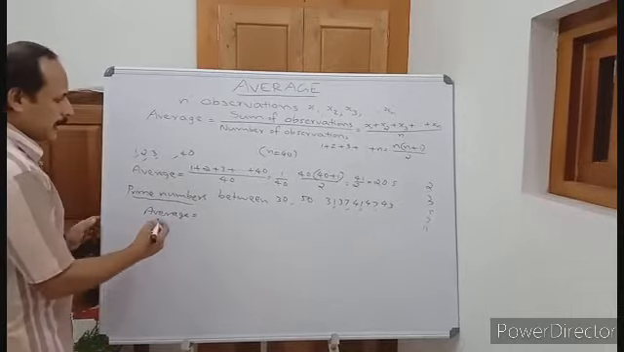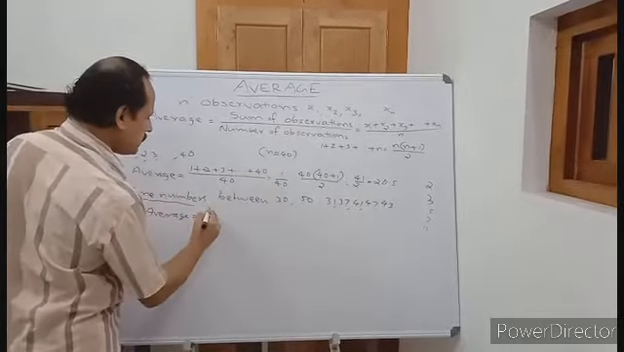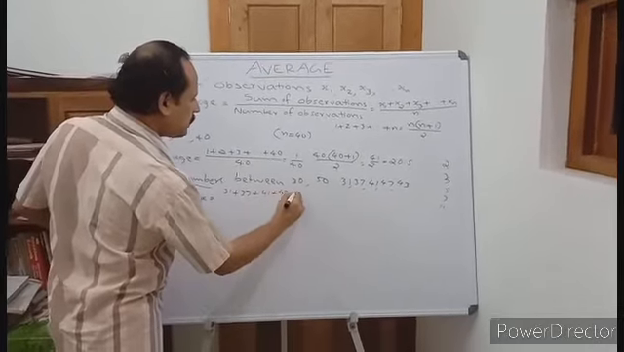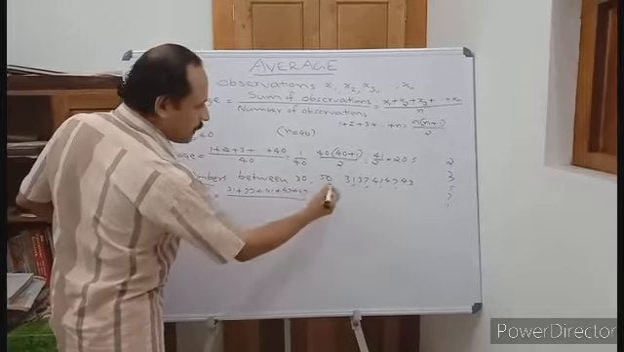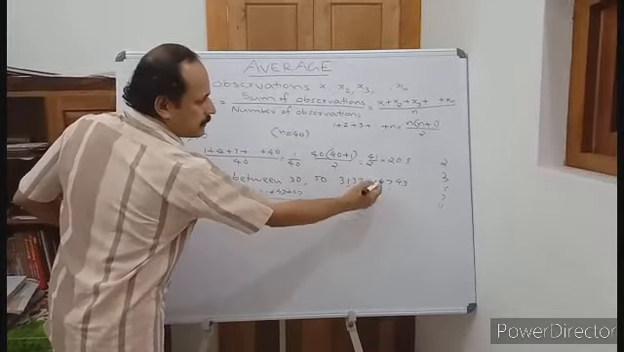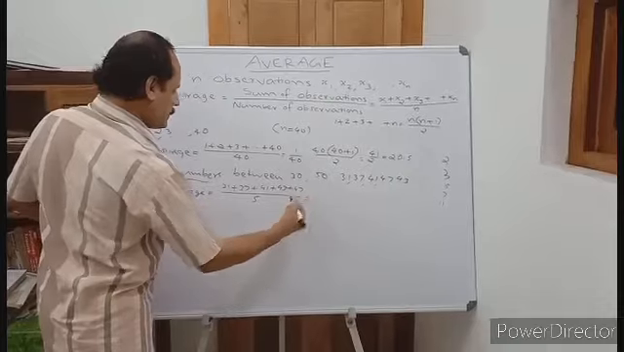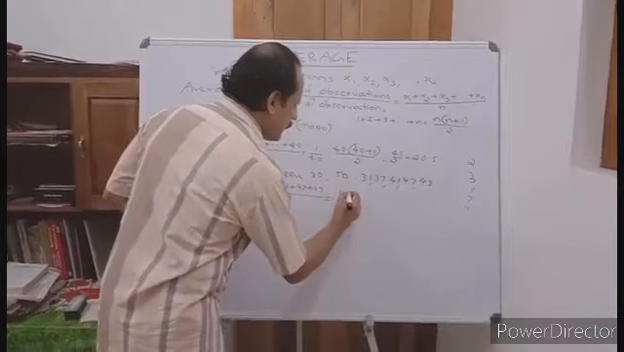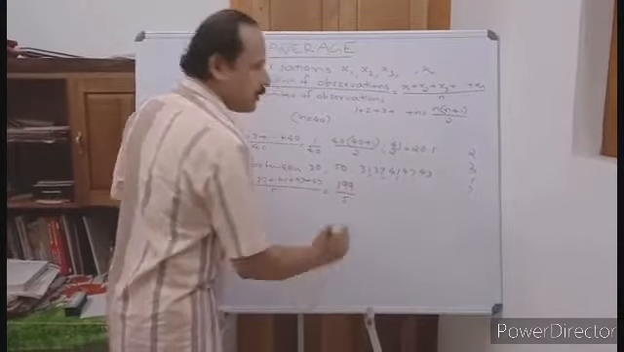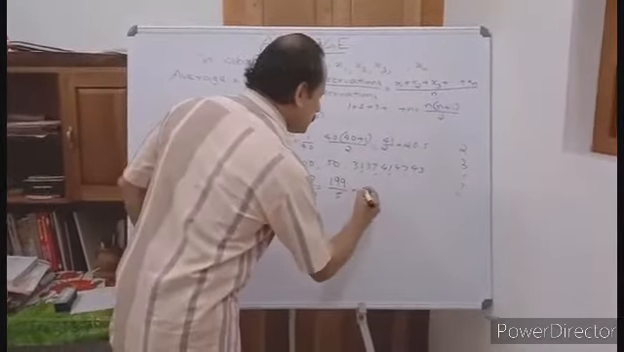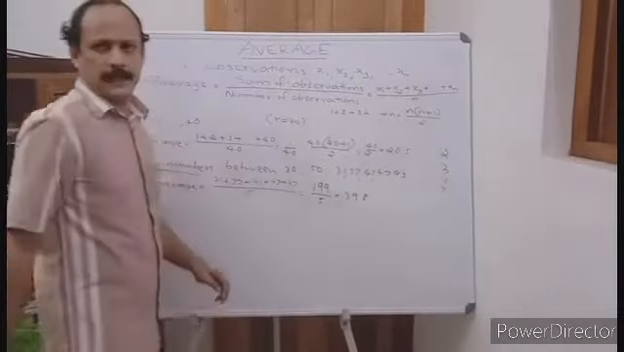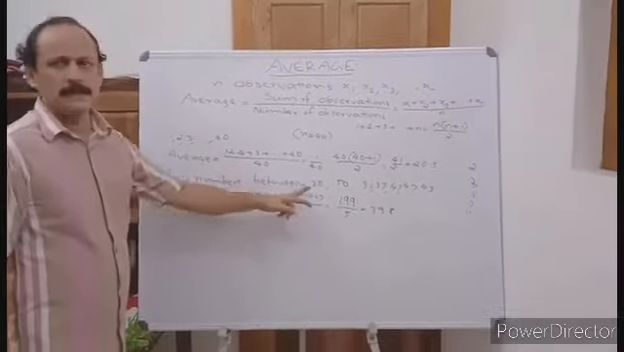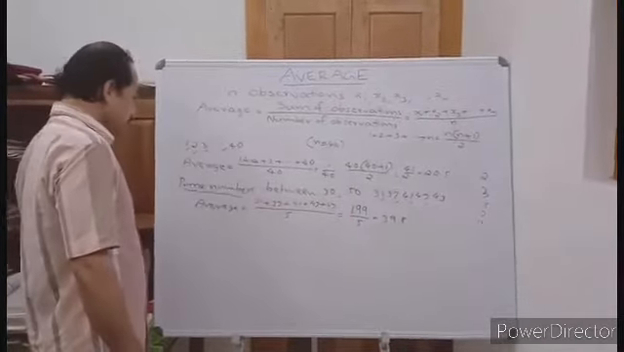Their average equals the sum of observations, 31 plus 37 plus 41 plus 43 plus 47, by the number of observations, 1, 2, 3, 4, 5. And the sum of the terms in the numerator is 199 and the denominator is 5, and this is equal to 39.8. That is, 39.8 is the average of the prime numbers between 30 and 50.